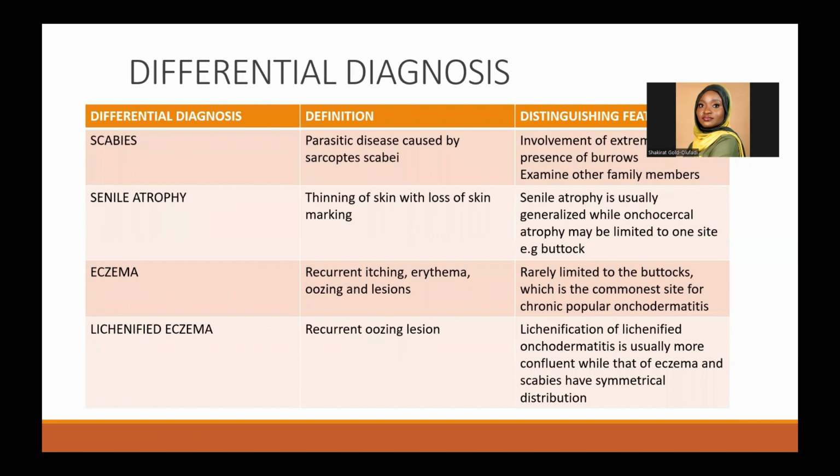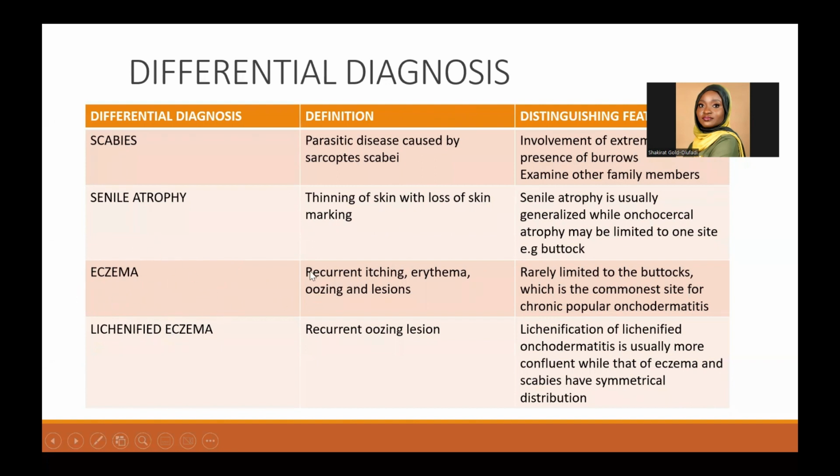Now, senile atrophy is something that occurs with age. Thinning of the skin can occur with age, but by the time you're seeing atrophied skin in someone that's not that old, you begin to wonder, why would this occur to the skin so early? And the skin is itchy and they're having this appearance. You want to consider that. And usually the senile atrophy in onchodermatitis may be limited to one area. It may not be generalized, whereas if it's age-related, it may actually be generalized.